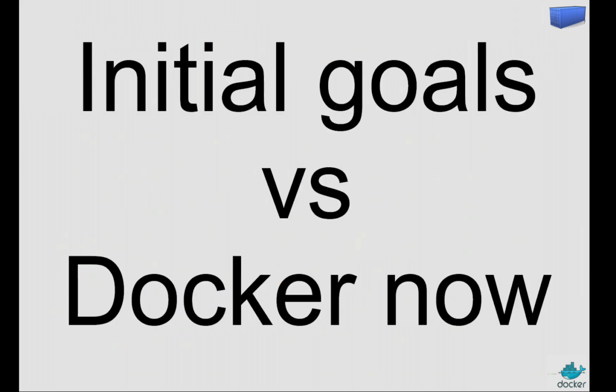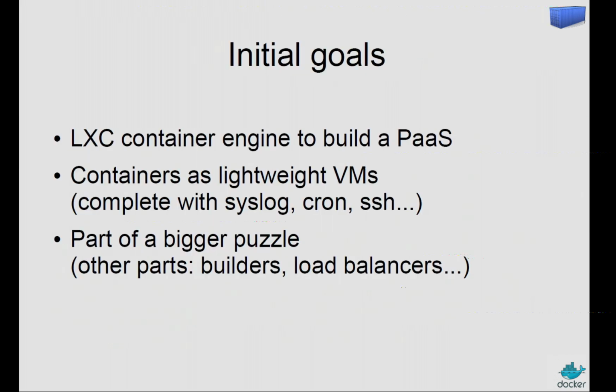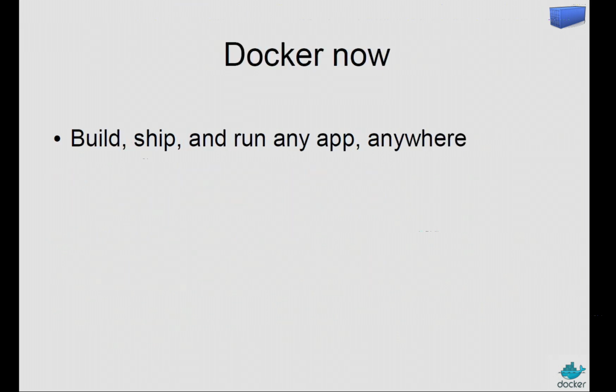So let's compare the initial goals versus what Docker became. In the beginning, it was just a container engine for our PaaS. Containers were really lightweight virtual machines. The goal was to pack as many of them as we could on our EC2 instances, and they were part of a huge, big platform with many components.